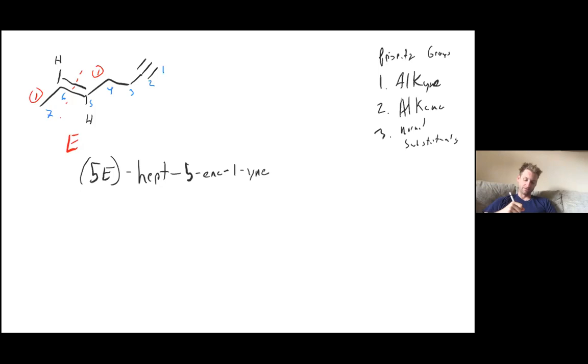And that's also kind of an alphabetical thing. So E and E comes before Y and E. So we're going to use that one first.